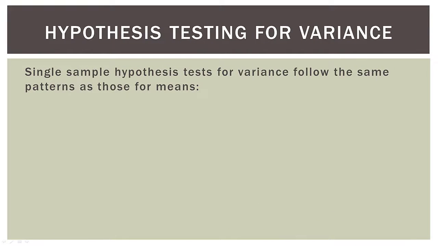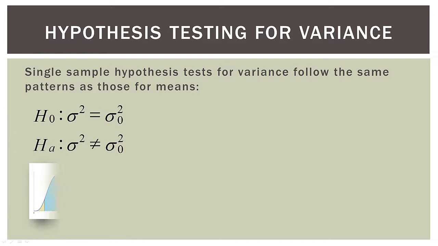The single sample hypothesis tests for variance follow the same patterns as those for means. So in this first case, our null hypothesis says the population variance sigma squared is equal to our hypothesized population variance, which is sigma squared sub 0. Now, if we reject that null hypothesis, the alternative says that they are not equal. Of course, this is a two-tailed test, and remember, we're using the chi-square distribution. In this case, the variance could be above or below our hypothesized if we do reject the null.